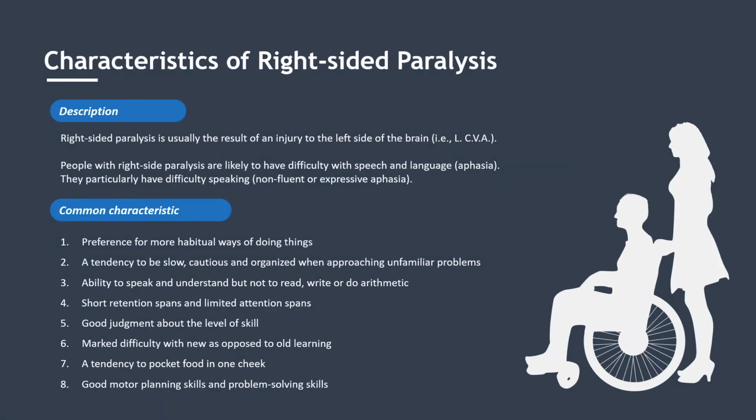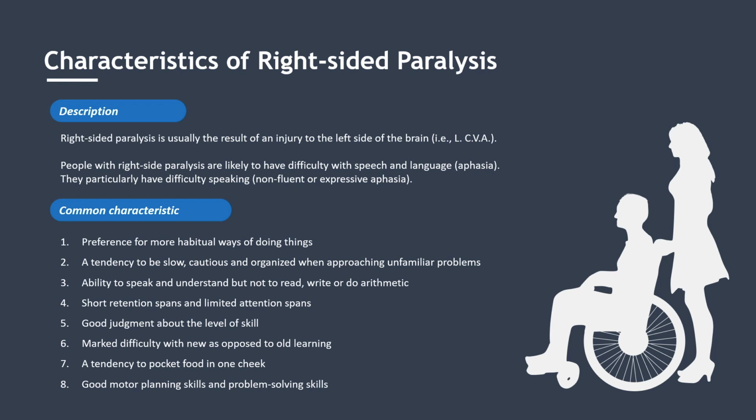Characteristics of right-sided paralysis. Description: right-sided paralysis is usually the result of an injury to the left side of the brain. People with right-sided paralysis are likely to have difficulties with speech and language, aphasia. They particularly have difficulty speaking, non-fluent or expressive aphasia.